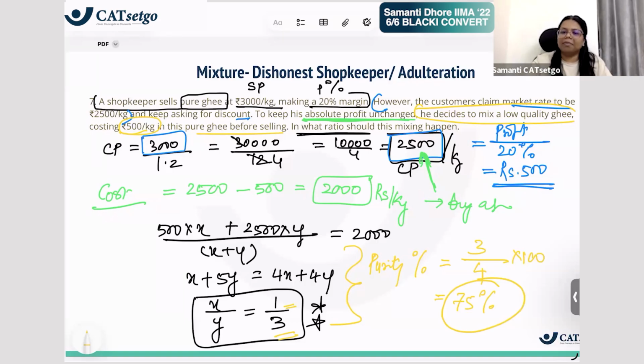But customers are happy because they are thinking that it's 100% pure and they're getting it at their price, right? The shopkeeper is happy because customers are buying, and now I am happy. At least I am happy. I am making my money, 500 rupees, and I'm able to peacefully run my company and my family. So this is how mixtures, dishonest shopkeeper, adulteration, weighted average, all of these concepts come together.